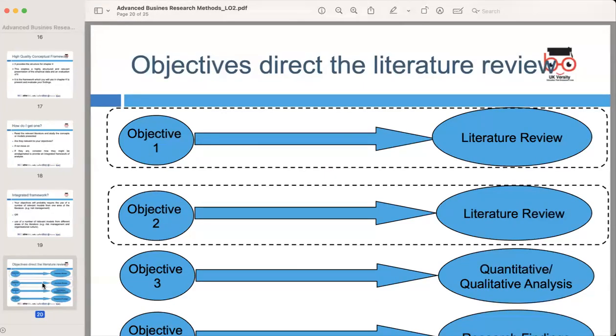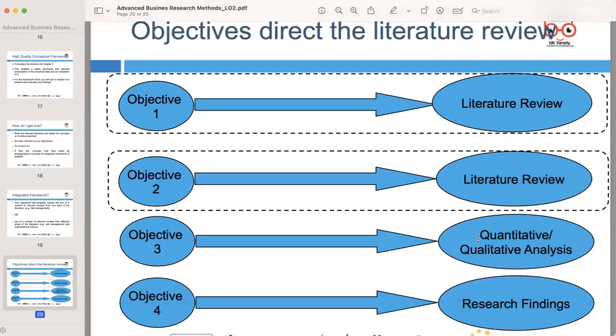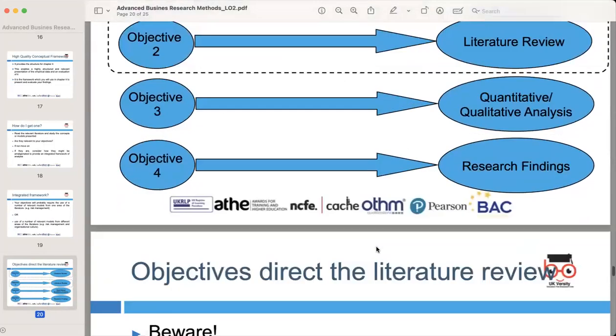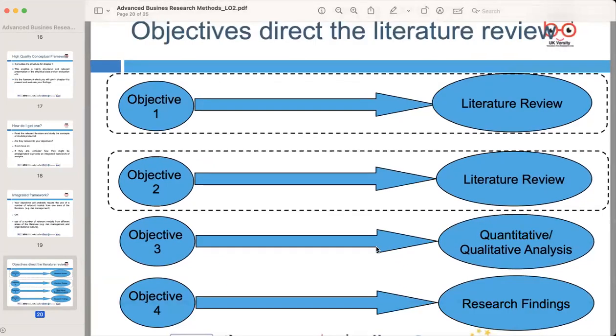So here, objectives direct the literature review. Objective 1, literature review. Objective 2, literature review. Objective 3, quantitative and qualitative analysis. And objective 4, research finding. So objective 1, literature review.